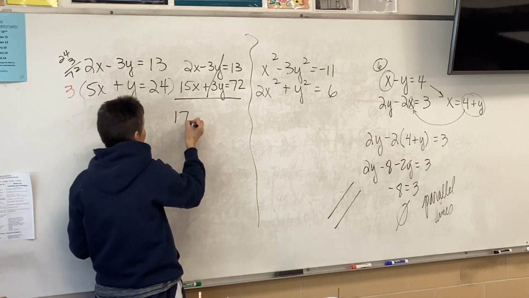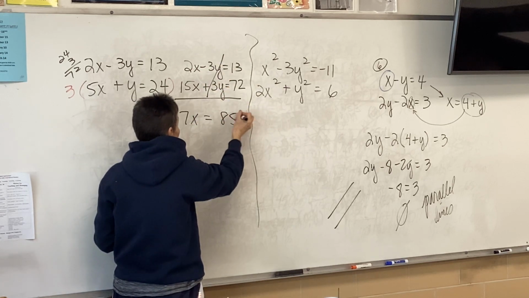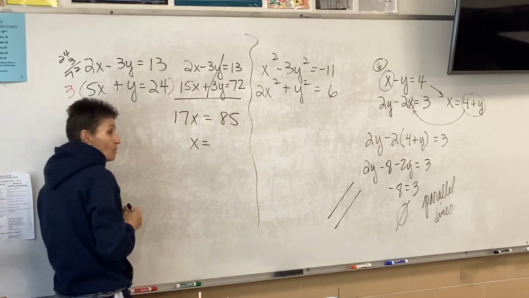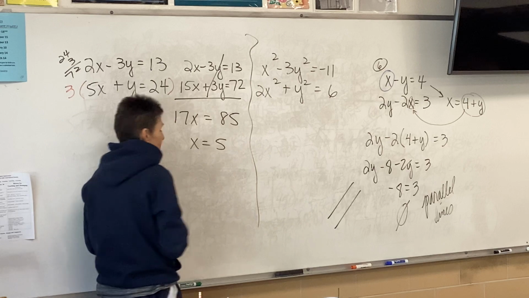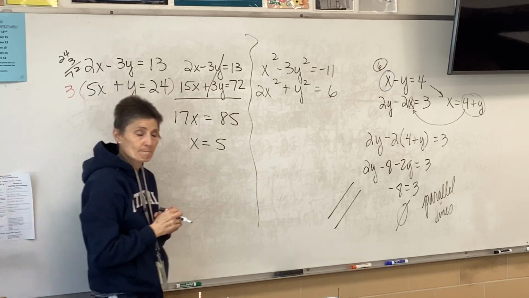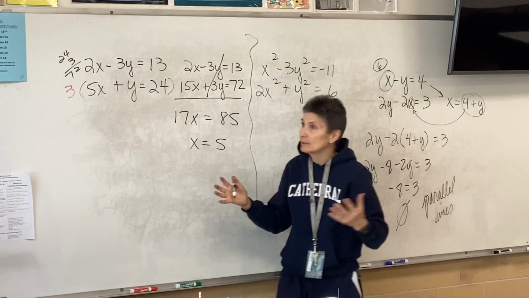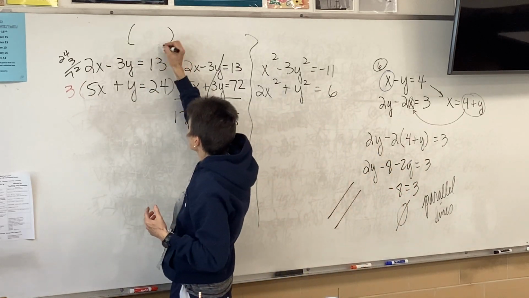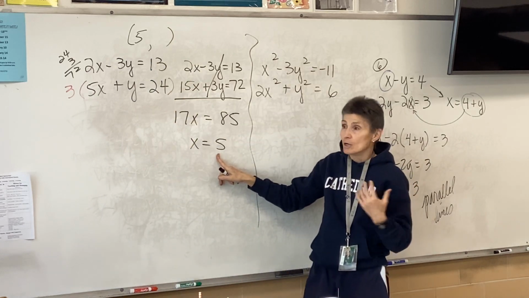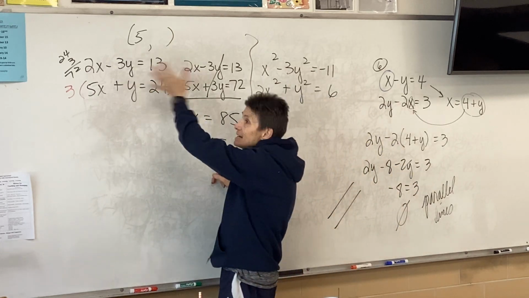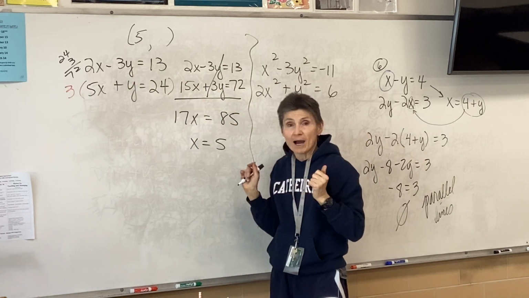So 17x's, I'm adding, 17x's equal 85. So x equals 85 divided by 17, which is 5. Just like before, 5 isn't the answer. The answer is an ordered pair. Now we know that x is 5. So we'll go back to any equation you want. It doesn't make any difference. And you plug in 5.